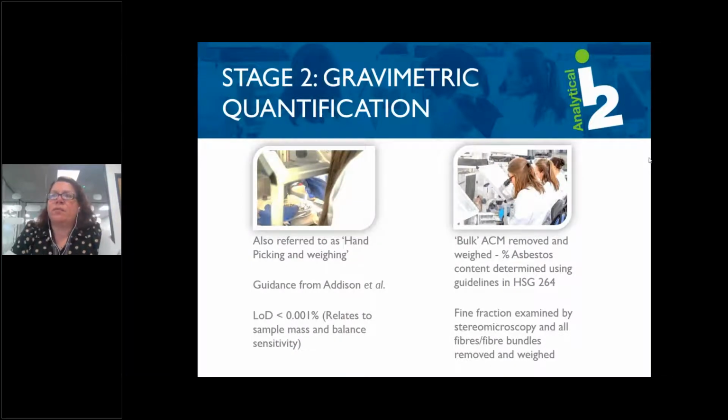Stage 2, gravimetric quantification is also known as hand picking and weighing. There are guidance documents out there. Typically, the reporting limit is around 0.001%, but that does relate to the sample mass that you take for analysis and balance sensitivity.